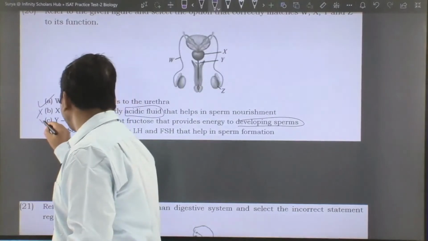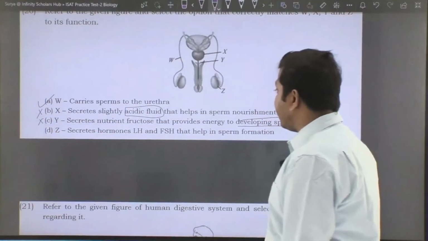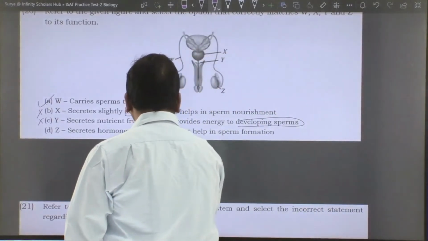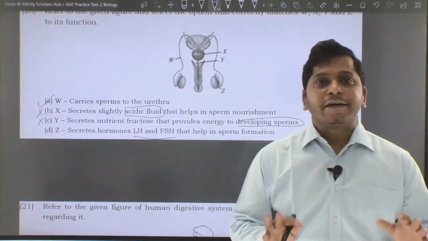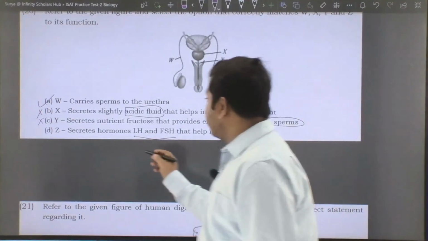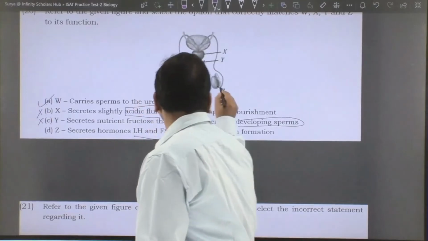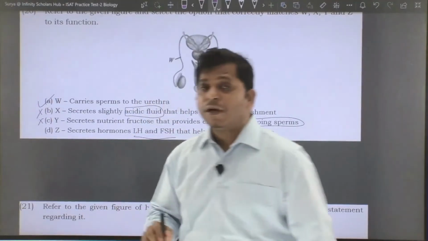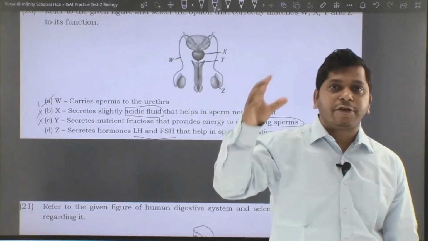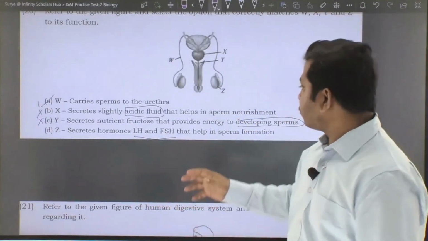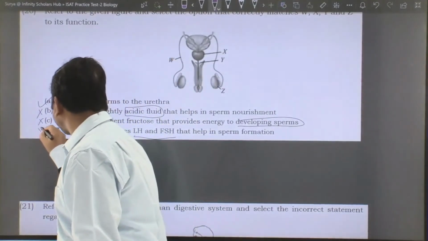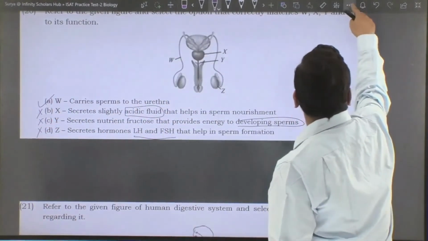Okay, and Z secretes hormones LH and FSH that help in the sperm formation. LH and FSH, luteinizing hormone and FSH, both are required for the development of sperm. That is correct. But whether these hormones are secreted by the testis, no, they are secreted by glands present in the central nervous system. So that is not the option. Therefore Z is the incorrect option. Okay, let's move ahead to the next question.